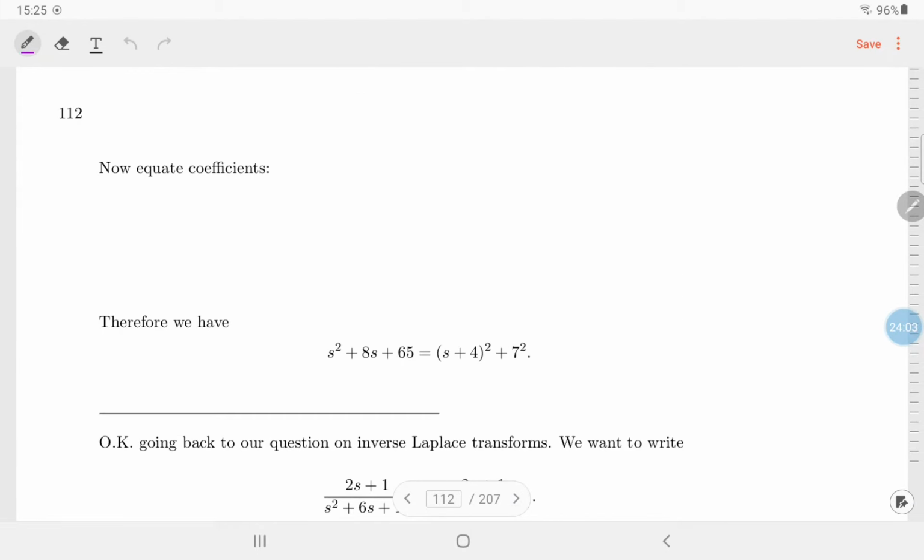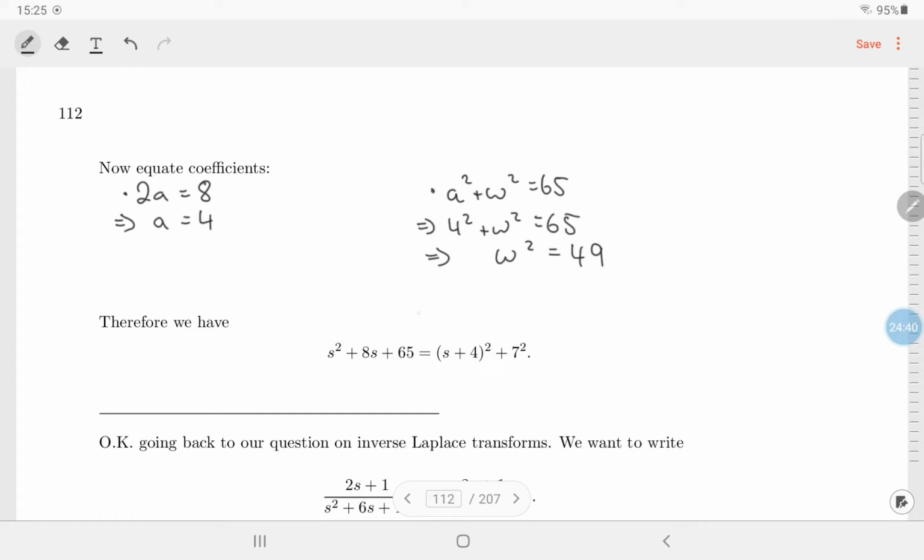Right. So where are we? Now this is just an example. Okay, so we wrote this, 2a we want to equal 8, and we want a squared plus omega squared to equal 65. So this one is easy enough. We're just going to divide both sides by 2. We want a equal to 4. And then we're going to sub that in here. So we get 4 squared plus omega squared is equal to 65. Take away the 4 squared from both sides. We get omega squared is equal to 49. And then you do the square root of both sides.